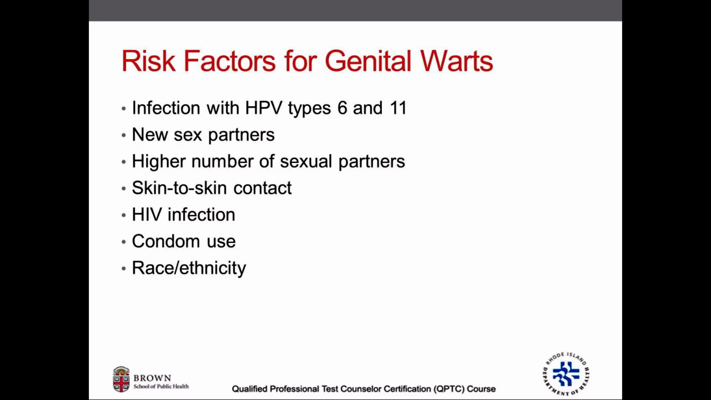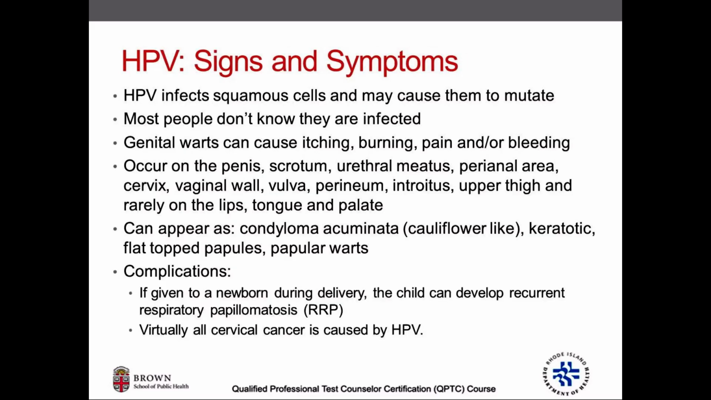In terms of genital warts caused by HPV, again, infection with HPV types 6 and 11 are the most common. It's associated with new sexual partners, having a higher number of sexual partners, skin-to-skin contact. People with HIV are more likely to get genital warts, as well as with the lack of condom use, and it is more common in different racial and ethnic populations.